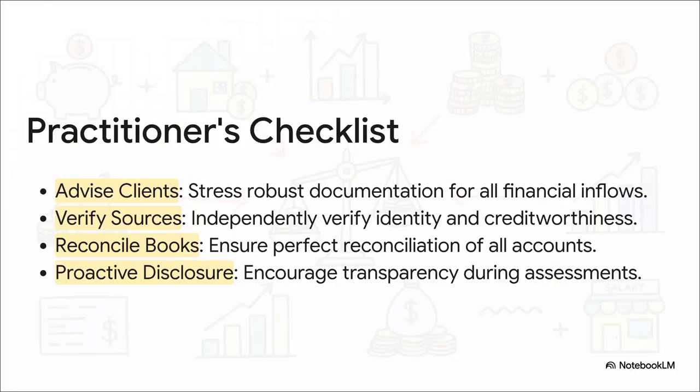So here's a practical checklist you can literally start using in your practice tomorrow. First, advise your clients to document everything. In fact, Rule 21 of the new Income Tax Rules 2026 even spells out specific documentation needed for gifts and loans above a certain limit. Second, for any large credit, do your own due diligence on the source. Third, keep the books perfectly reconciled. And finally, preach transparency. It is always better to have a complete explanation ready from the start than to scramble to build one after the tax department sends a query.